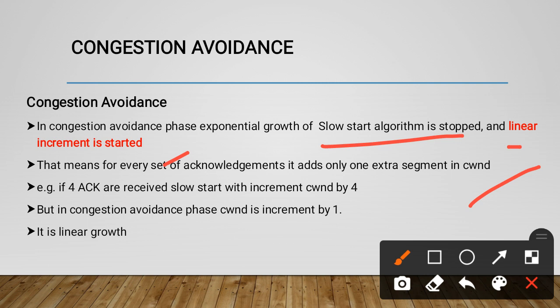In slow start, where the growth is exponential, 2 raised to the power 0 and so on, more data will be sent from the sender to the receiver. But in congestion avoidance, only one data segment will be added while sending data from sender to receiver. That is, if 4 acknowledgements are received, slow start will increment by 4, but the congestion avoidance phase increments by 1 only. This is the linear growth.